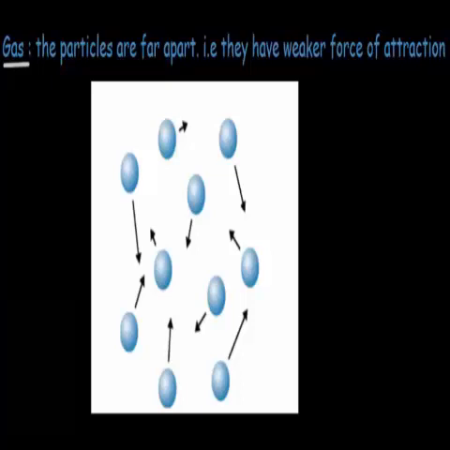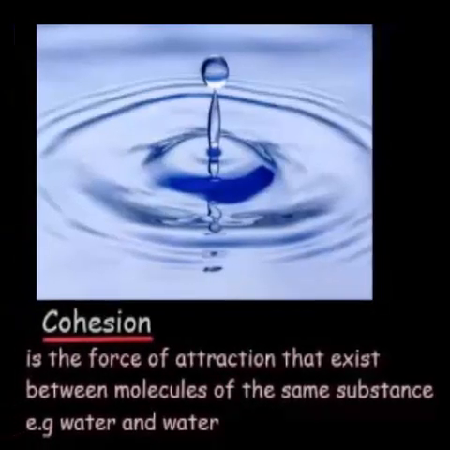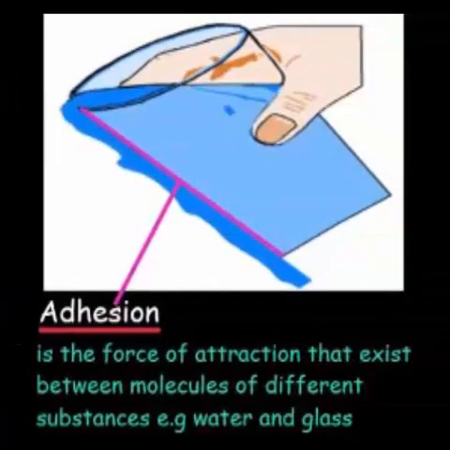Alright, now finally, let us talk about terms used to describe liquids. First of all, the first term is cohesion. Cohesion is the force of attraction that exists between molecules of the same substance, e.g. water and water. 2. Adhesion. Adhesion is the force of attraction that exists between molecules of different substances, e.g. water and glass.